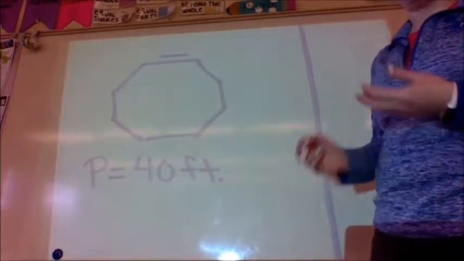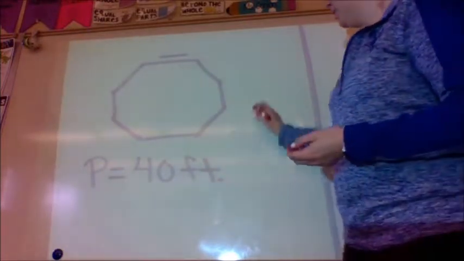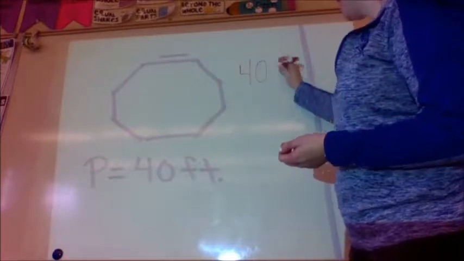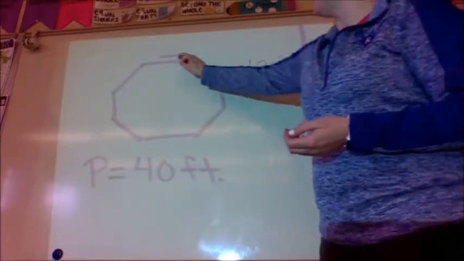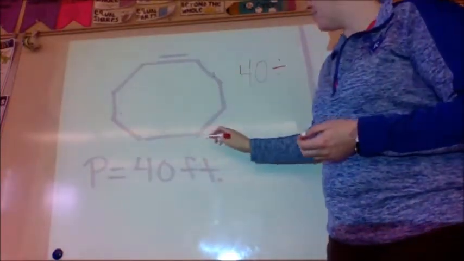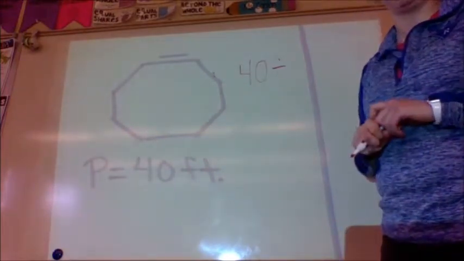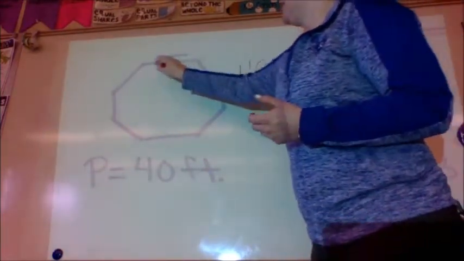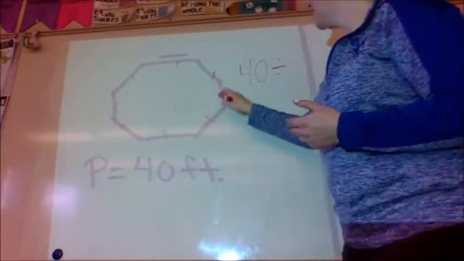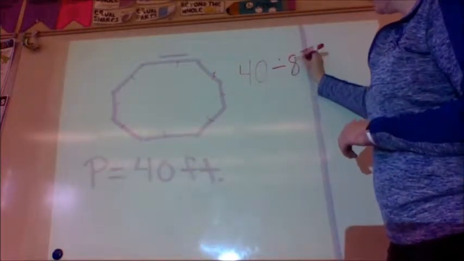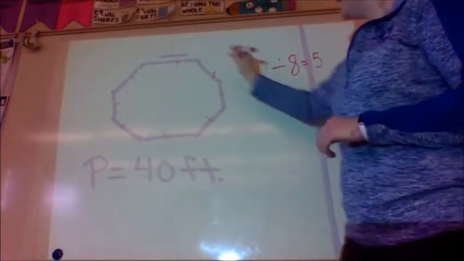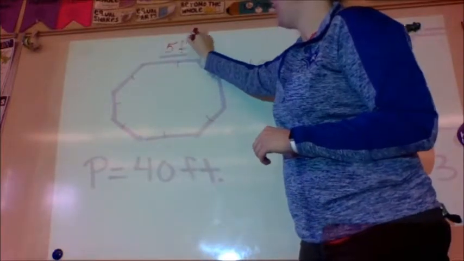So what we do here is very simple. We take the total of 40 feet, and we just divide it by however many sides we have. Again, kind of making a little mark on each side to make sure we get all of them. So we count out that there are 8 sides. We do 40 divided by 8, which equals 5. And then each side length would be 5 feet.